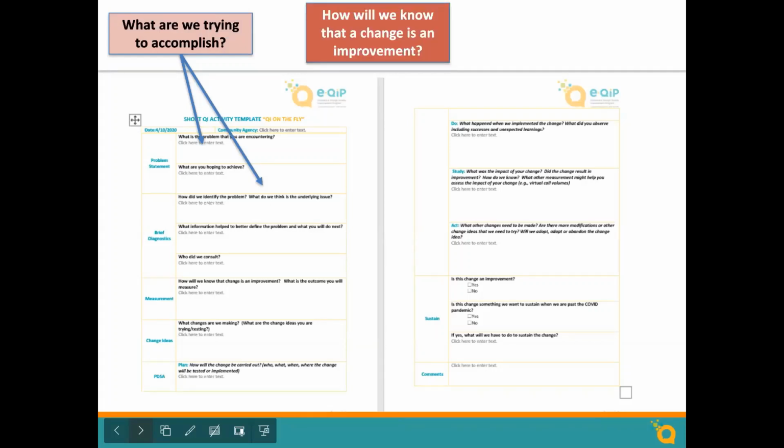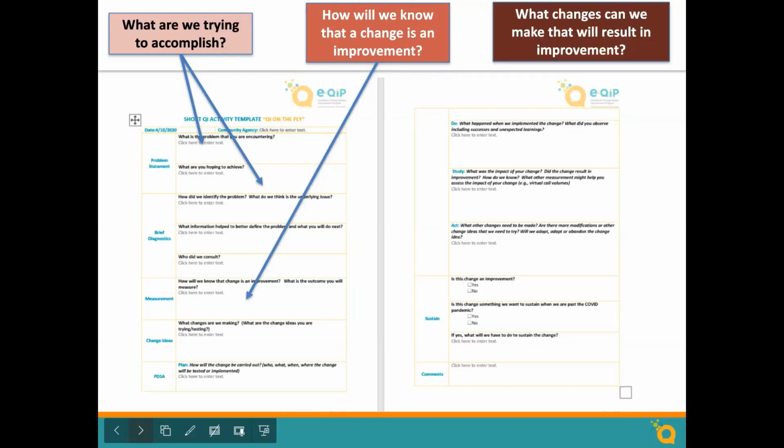When we think about how will we know that change is an improvement, that's reflected in our measurement section on our QIOnTheFly template. And what changes can we make that will result in improvement shows up again in our understanding of the diagnostics that we're doing, and also in our what other changes possible that we could make. So that model for improvement is directly reflected in our QIOnTheFly template.